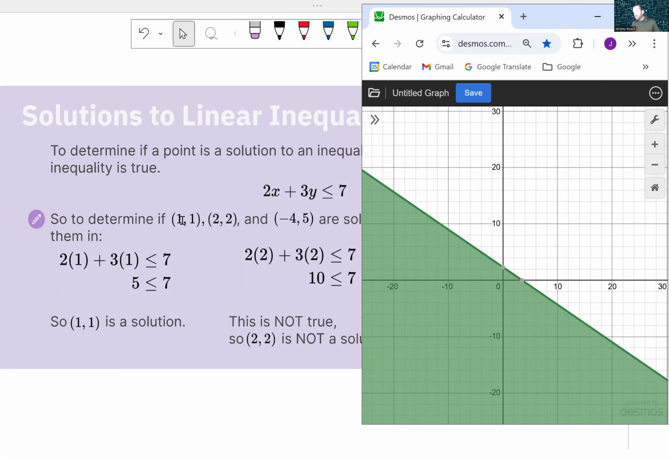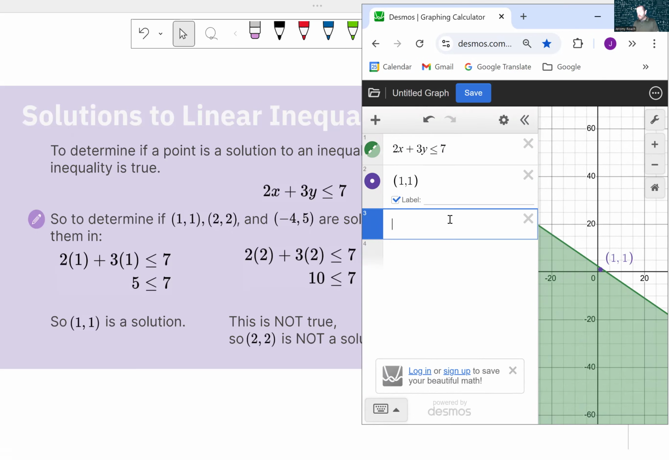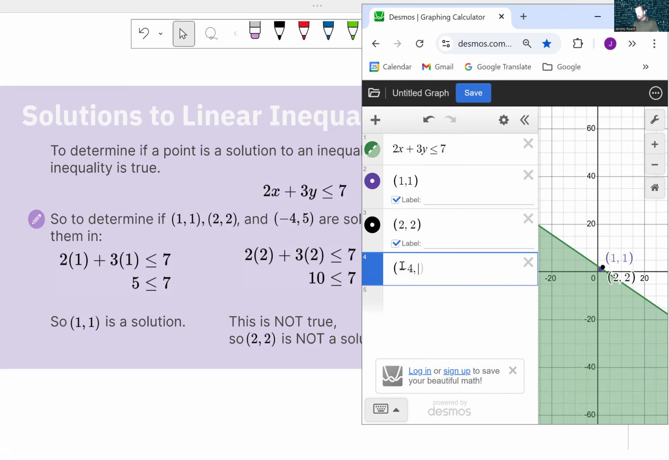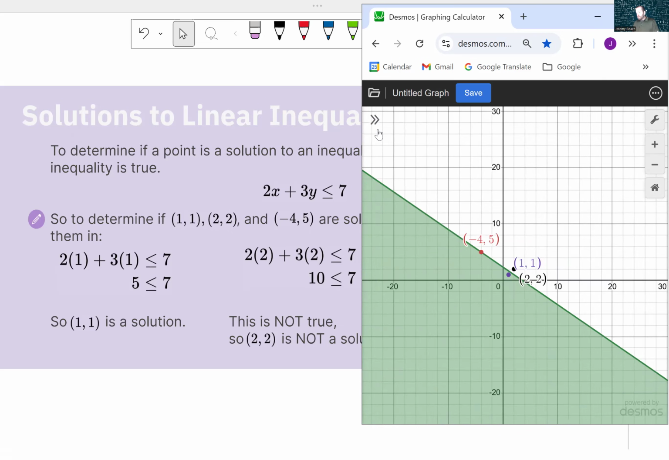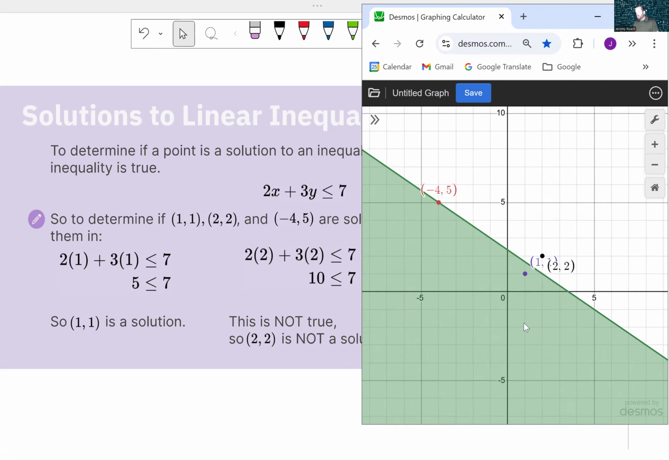So now we want to find, is 1, 1 a solution? Is 2, 2 a solution? And is negative 4, 5 a solution? I'm just going to type 1, comma 1, and then label that point. I'm going to do the same thing, 2, comma 2, label that point, and negative 4, 5, and we'll label that point as well. Now I'm just going to close that so we can have a little more room to take a look at these and zoom in.